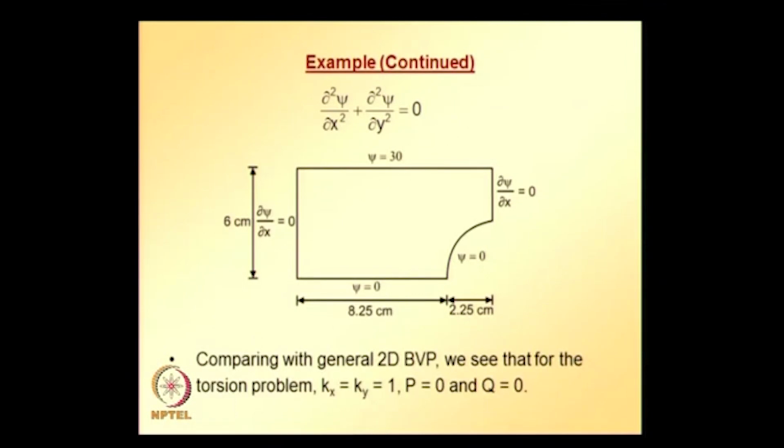So now, comparing with the general 2-dimensional boundary value problem, we see that for this, sorry, it is mentioned as torsion problem, it should be ideal fluid flow problem. So for this particular problem, when we compare with the general 2-dimensional boundary value problem, it turns out that kx is equal to ky is equal to 1, p is equal to 0, q is equal to 0. So once again there is a mistake, it should be fluid flow problem instead of torsion problem.